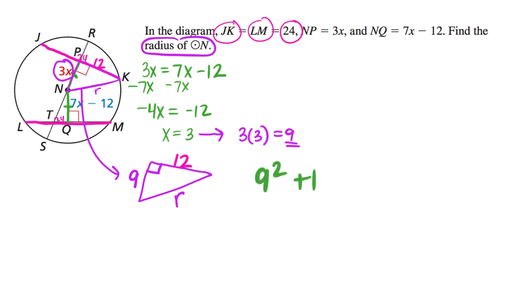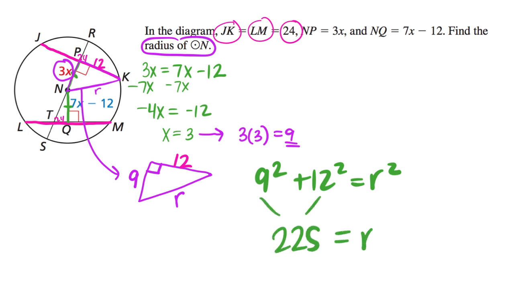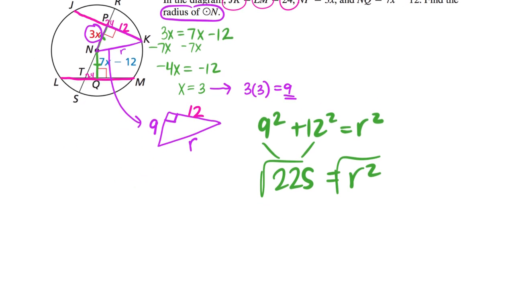Okay, same thing here. Now we can just do Pythagorean theorem. So 9 squared plus 12 squared equals r squared. 9 squared plus 12 squared, if you just type that in your calculator, that's 225. And then we can square root both sides, and you're going to get 15. So the radius of this circle is 15.